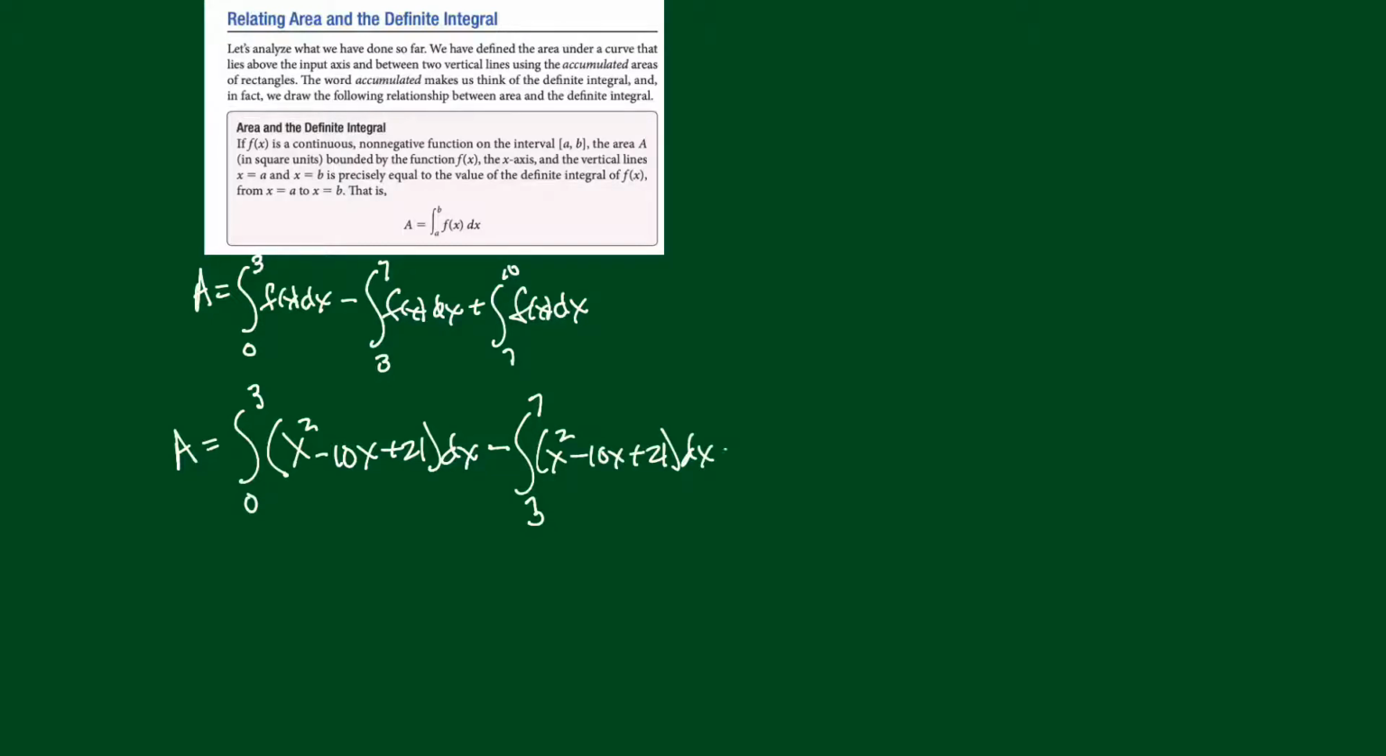So let's give this a try. We're going to say now that the area is the integral from 0 to 3 of x squared minus 10x plus 21 dx, minus the integral from 3 to 7 of x squared minus 10x plus 21 dx, plus the integral from 7 to 10 of x squared minus 10x plus 21 dx.